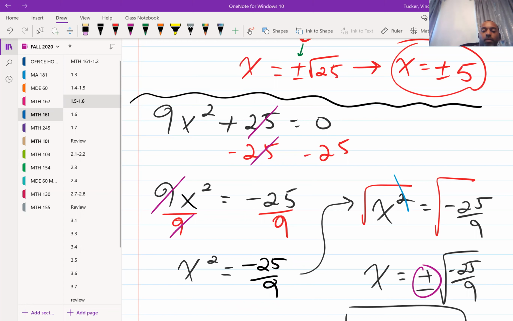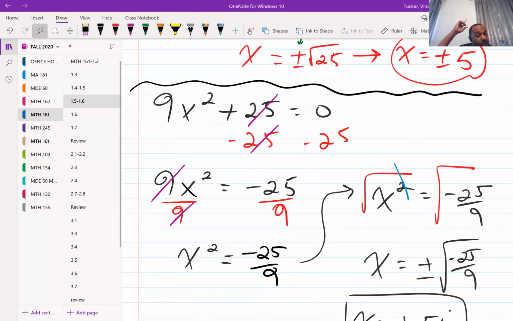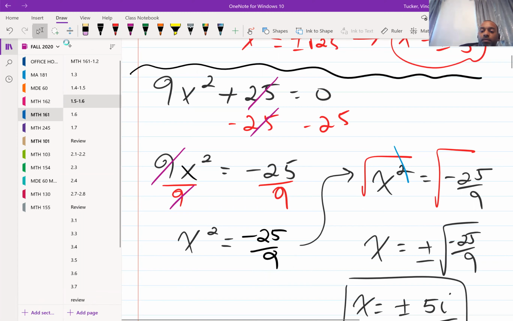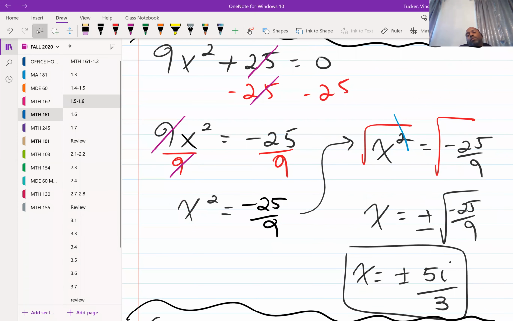All right, so then take the square root of both sides. Taking the square root of both sides will give you plus or minus the square root of negative 25 over 9. And then the result will be plus or minus 5i over 3. The square root of 25 is 5. The square root of 9 is 3. And once again, the square root of the negative will give us that i.